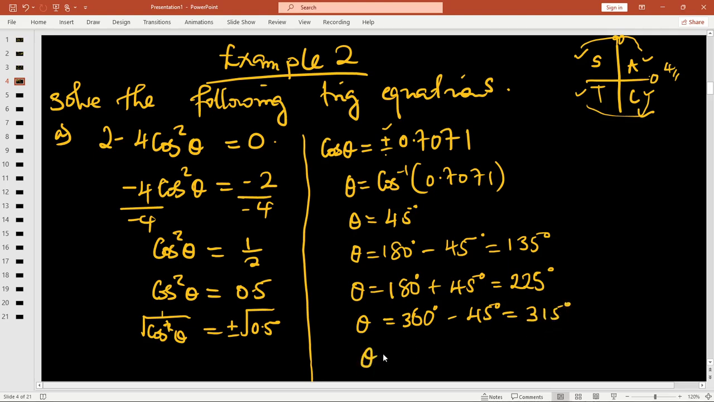So therefore theta has 4 solutions. We have 45 degrees, 135 degrees, 225 degrees, and the last one being 315. So when you have a function that has the power 2, this is how you go about finding the solutions. Okay, let's look at the second example on this.